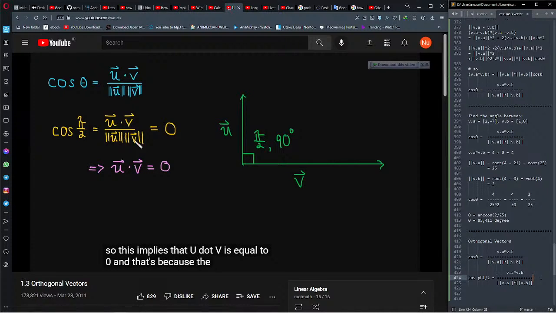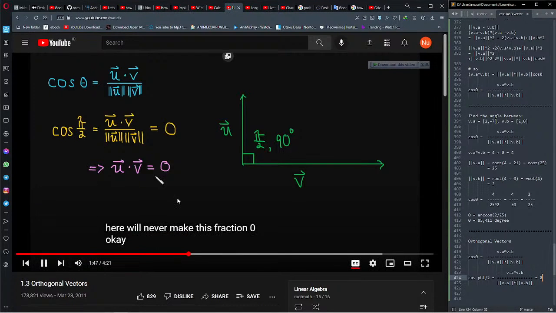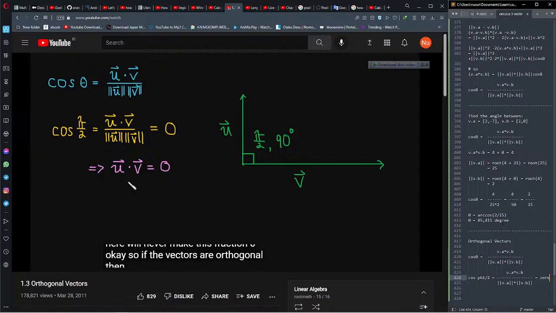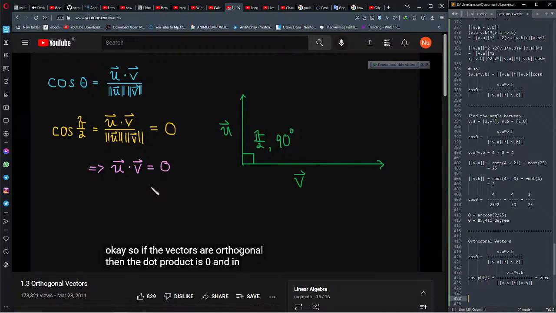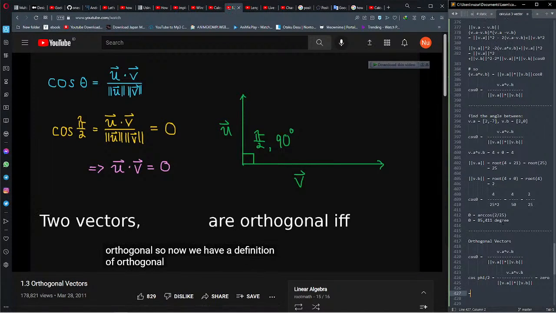And that's because the denominator here will never make this fraction 0. Okay, so if the vectors are orthogonal, then the dot product is 0. And in fact, that works in the other direction. If the dot product is 0, the vectors are orthogonal. So now we have a definition of orthogonal.